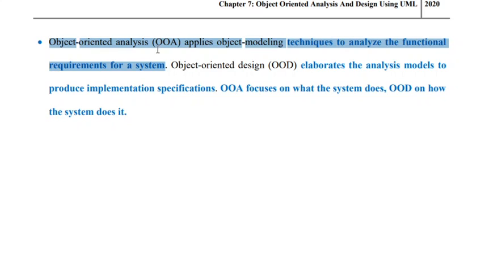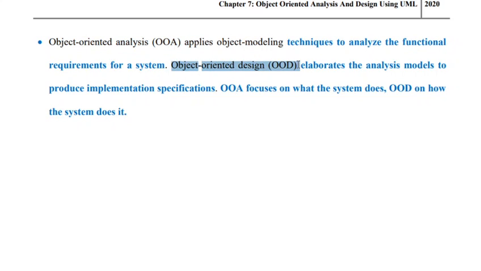Now in case of object-oriented design, the conceptual model that is created in case of object-oriented analysis is transformed into implementational specifications, take into consideration the architecture specific constraints and any functional and non-functional constraints. So object-oriented analysis focuses on what the system does, and object-oriented design focuses on how the system does it.